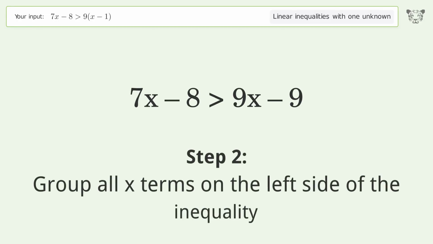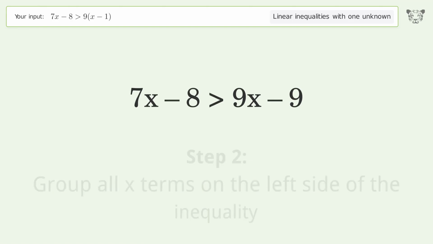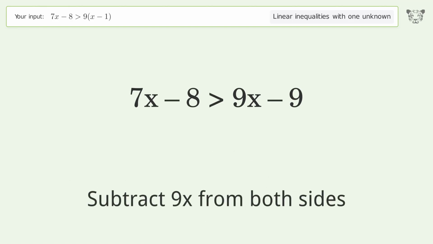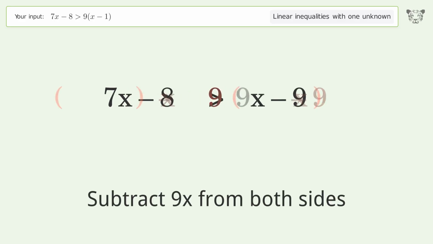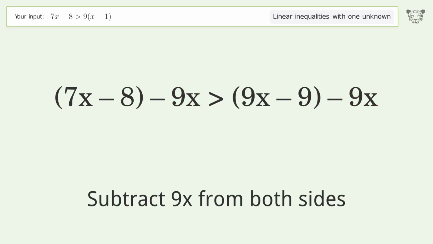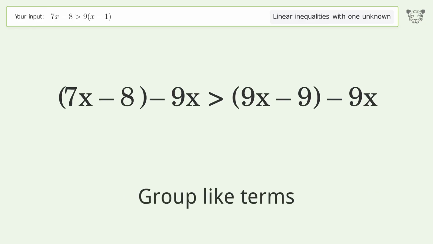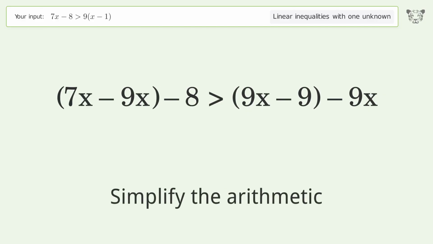Group all x terms on the left side of the inequality. Subtract 9x from both sides. Group like terms. Simplify the arithmetic.